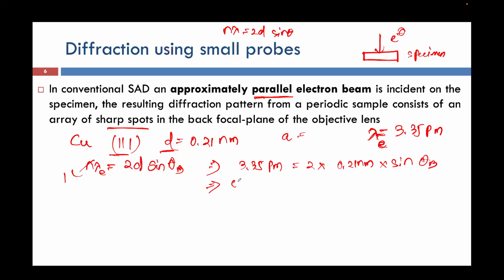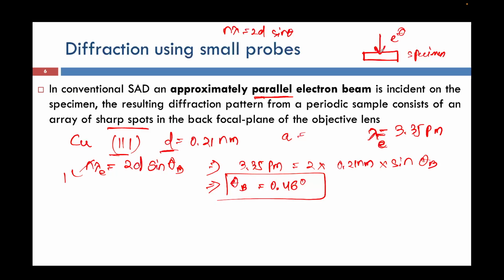If you solve this equation, you will get theta b close to 0.46 degree. So it is that small. How small? Let's say I am considering the diffracting plane.